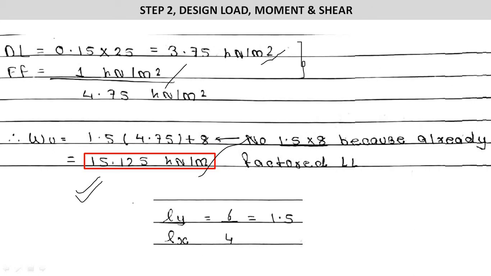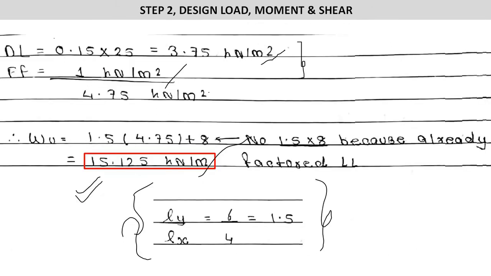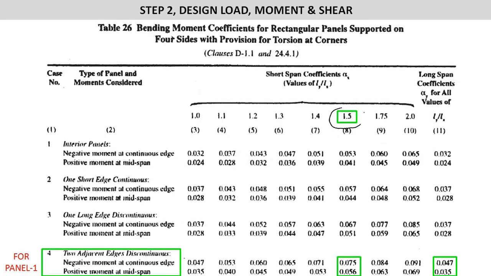Next, we have to find the ratio of Ly by Lx. Ly is the longer span and Lx is the shorter span. So 6 by 4, we have found the ratio as 1.5. After finding this ratio, you have to move on to IS 456 page number 91, where you will have Table number 26. From that we have to see our ratio, which is 1.5.